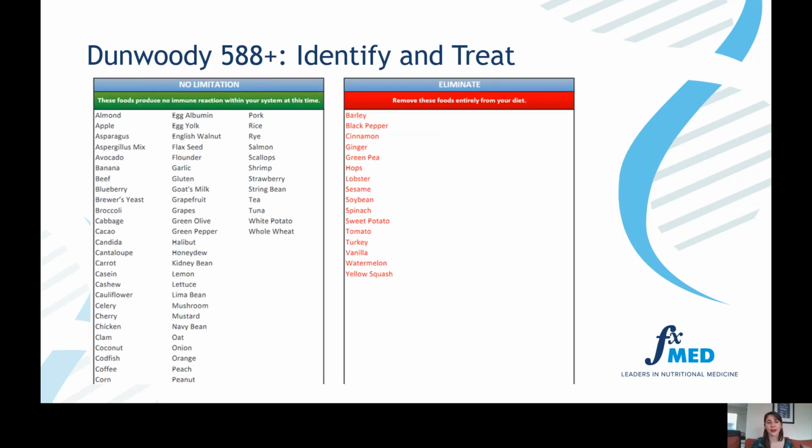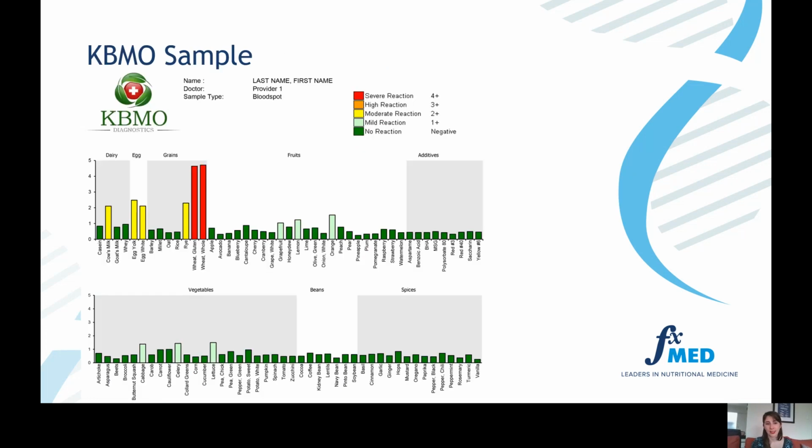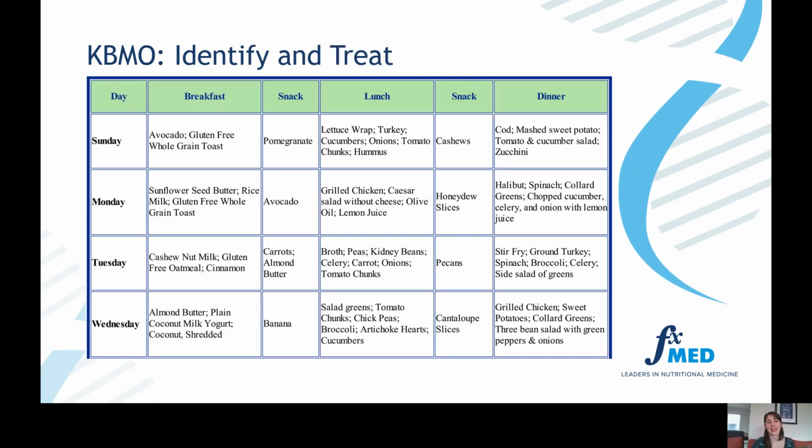And then the less restrictive plan here, these foods have no limitation, and these are the foods that we would like to eliminate. This is a sample of the KBMO test, so you can very clearly see the severe reactions in red and the moderate reactions in yellow. So depending on the level of inflammation, the practitioner might decide to exclude just the red and orange and yellow foods, or they might also decide to exclude the mild reactions depending on what's going on. And then the KBMO food plan really helps us. We've identified now the reactions, and now we can treat by limiting those and excluding those foods.